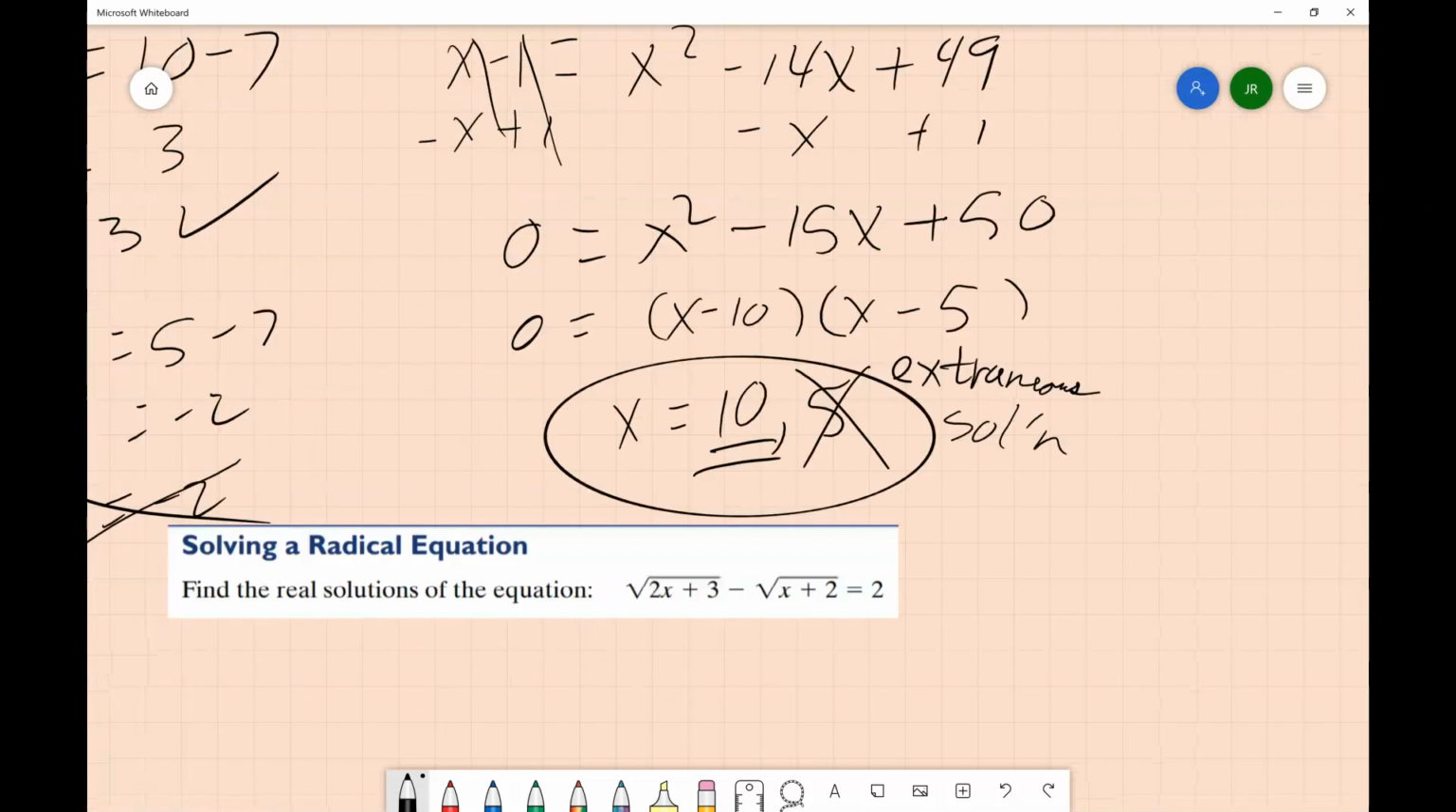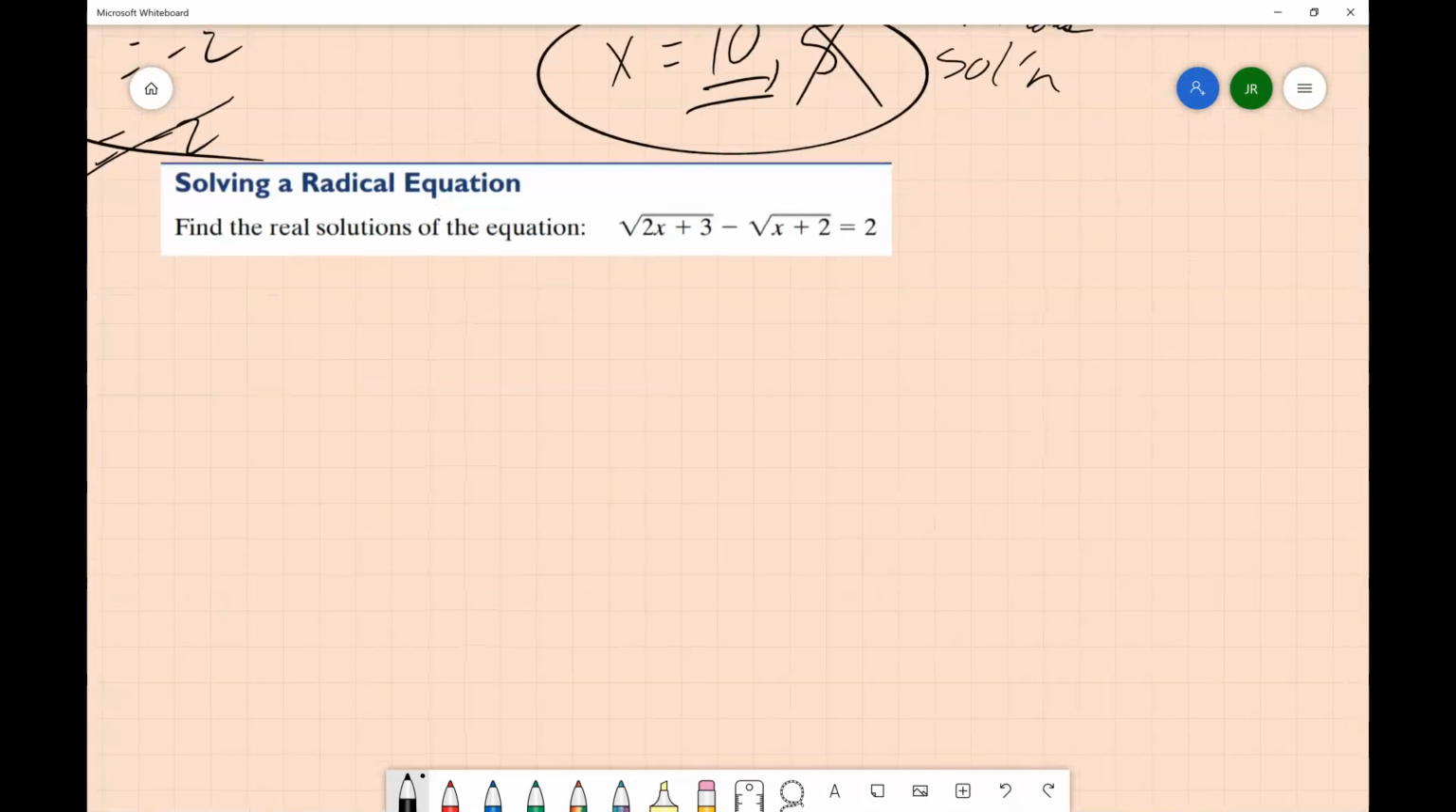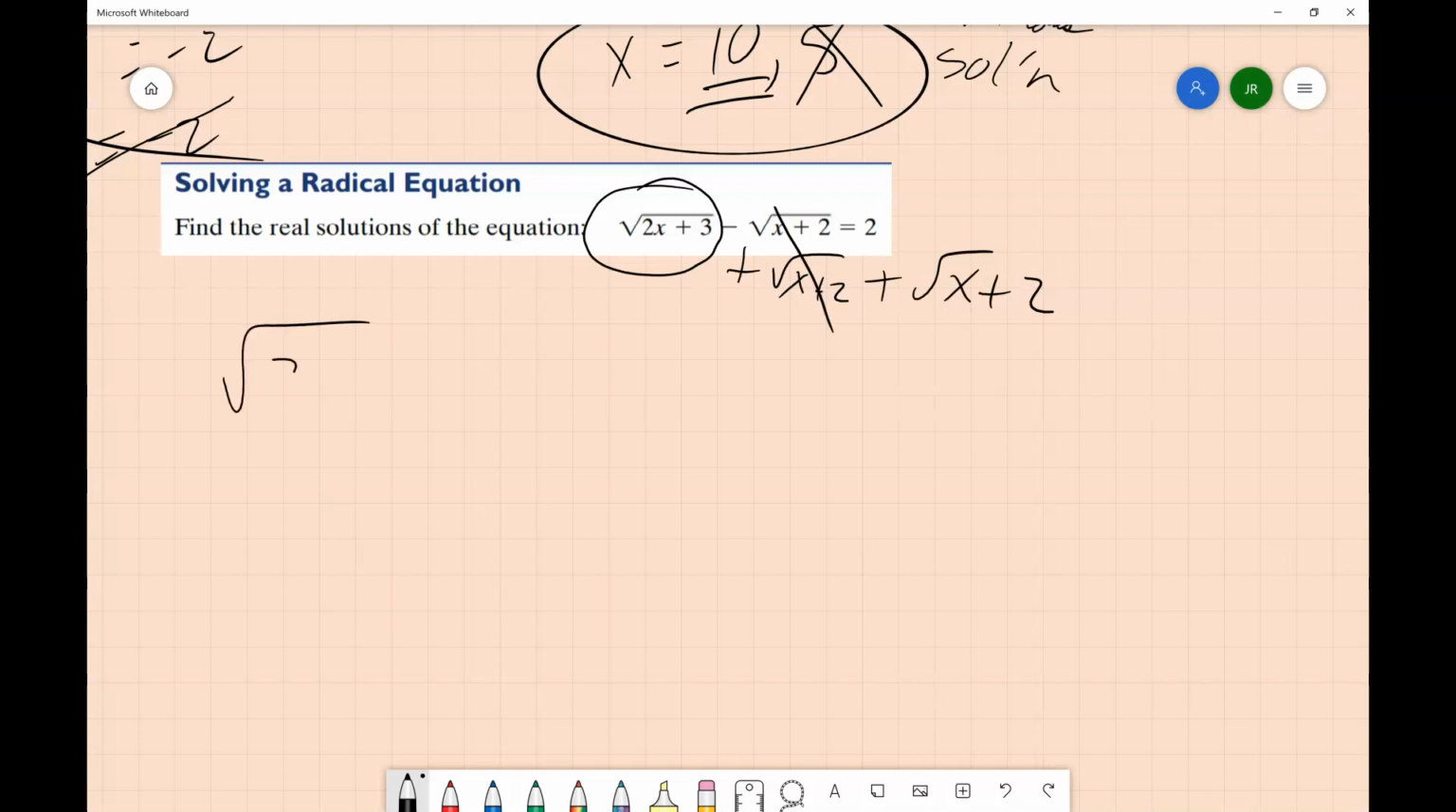Okay. All right, third example of solving radical equations. This one's going to be much tougher. It's going to hurt a little bit. If I have two different radicals in this equation, the steps are, first, you want to isolate one of the radicals. And usually the one you want to pick is the one that's a little more complicated than the other one. So I'm going to get this radical by itself. I'm going to move this one over to the other side. That gives me the square root of 2x plus 3 equals 2 plus the square root of x plus 2.